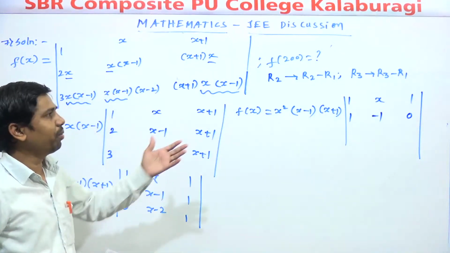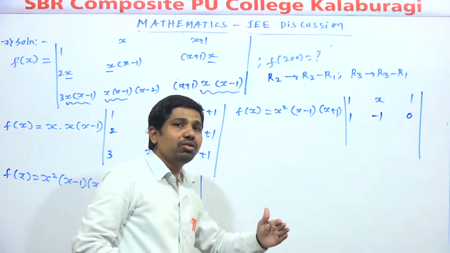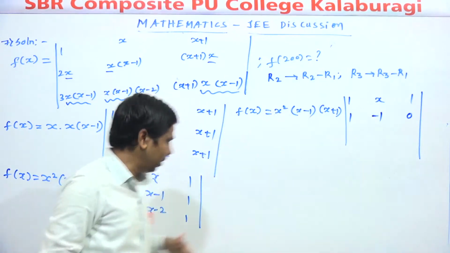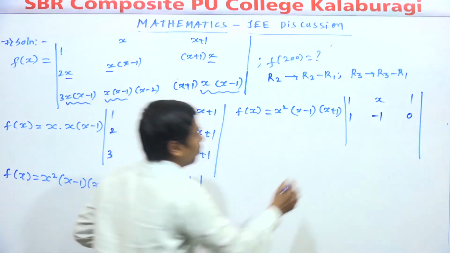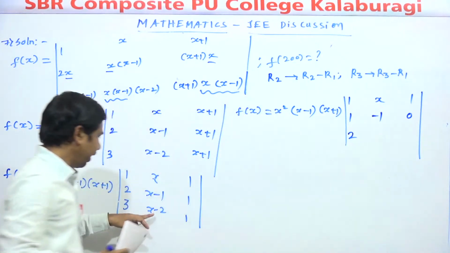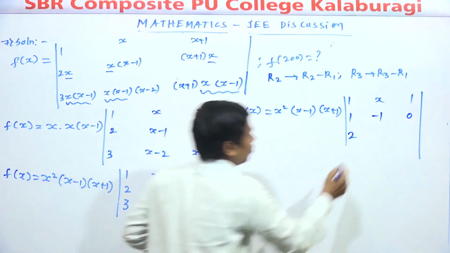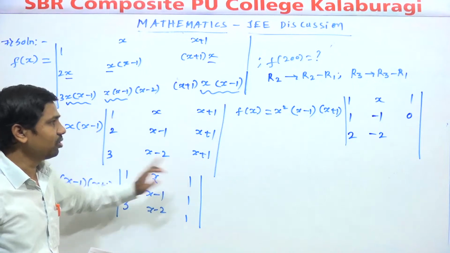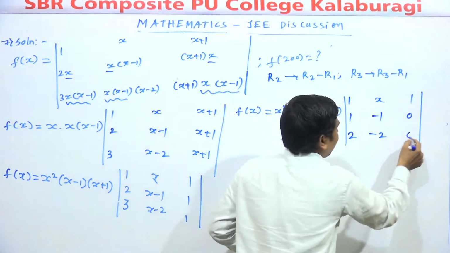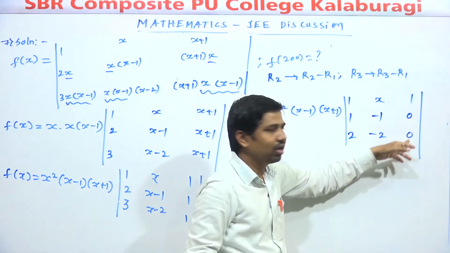Now the same operation applies for R3 also. What is that operation? R3 changes to R3 minus R1. 3 minus 1 is what? 2. Right? x minus 2 minus x gives minus 2. And next here 1 minus 1 is equal to 0. Now let us expand along C3 because two elements are 0 here.